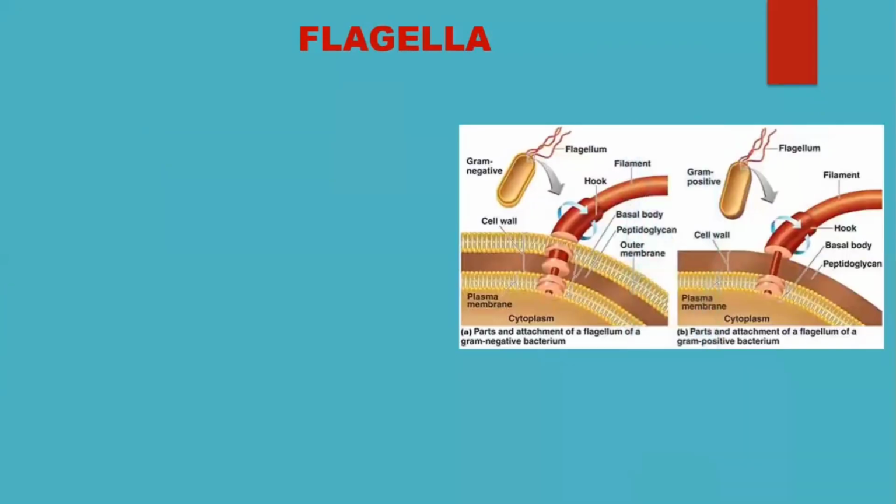Flagella, we were talking about it. Already this structure we have seen. Remember, they provide rotatory movement. In case of gram positive and gram negative, we are finding differences in their rings. You can see the differences.